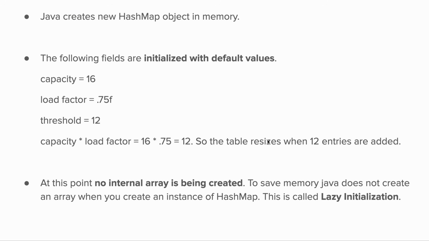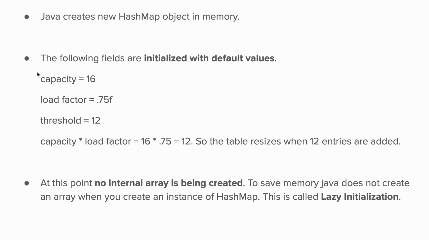So when you create an instance of a HashMap, Java first creates the HashMap object in memory, right? At this moment, Java does not create the internal array that holds the key-value pairs. It initializes a few fields with default values. To save memory, Java does not create an array. It will defer this process until you do the first put operation, and this is just for saving memory and improving performance. This is called lazy initialization.